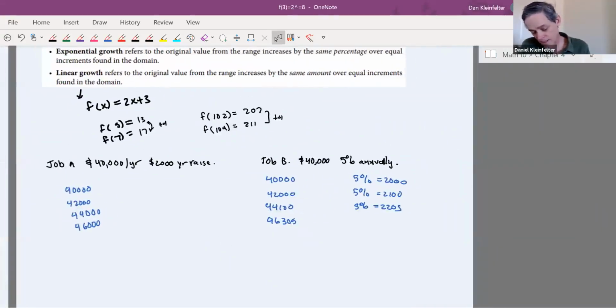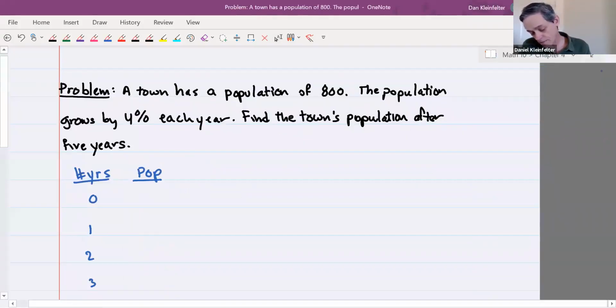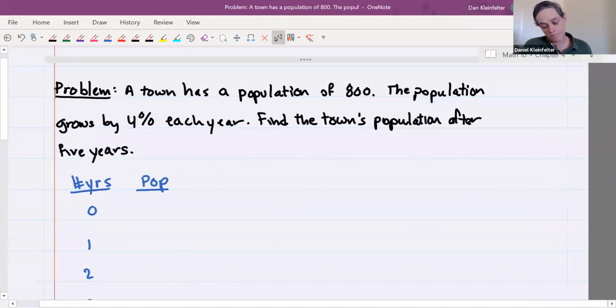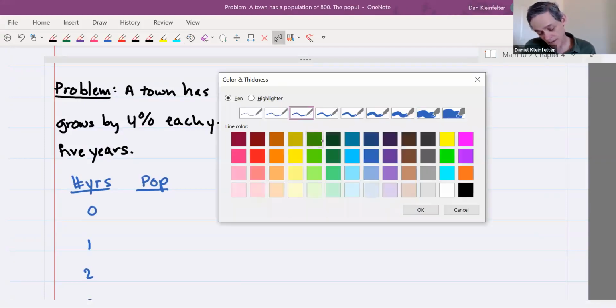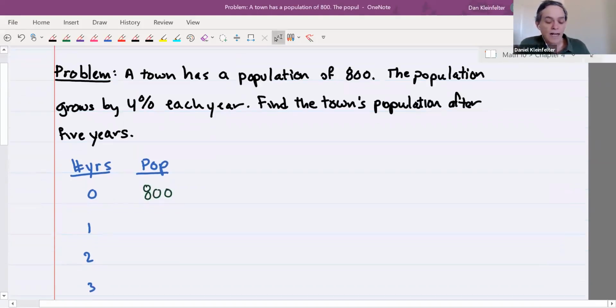Okay, so we have another example to illustrate. Let's say that we have a little town, and it's got a population of 800. The population, we know, grows by 4% every year. We want to find the town's population after 5 years. Okay, so let's go ahead and figure this out. So after 0 years, that's when we were just starting, the population is just 800. Okay, after 1 year, the population is going to go up by 4%.